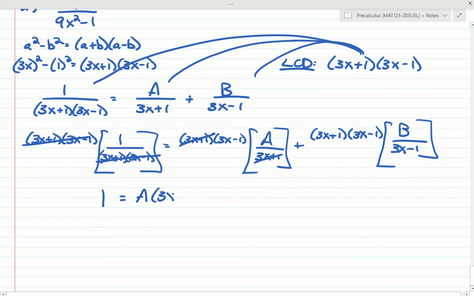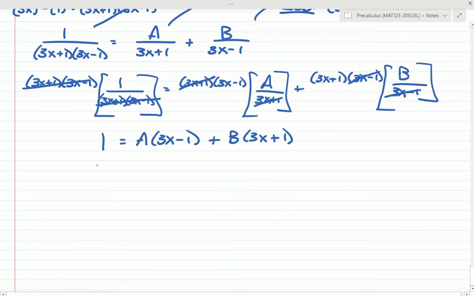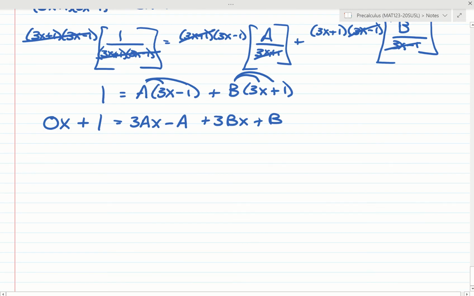a times 3x minus 1 plus b times 3x plus 1. Let's distribute this out. And actually, we don't have any x's here, right? So because we have no x's, that should equal no x's on the right side. A times 3x is really just 3ax minus a plus 3bx plus b. Don't get confused with all the letters here, just go step by step.